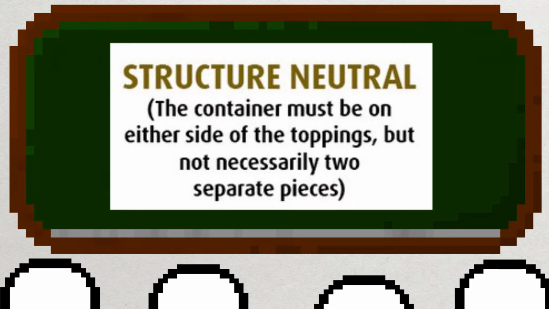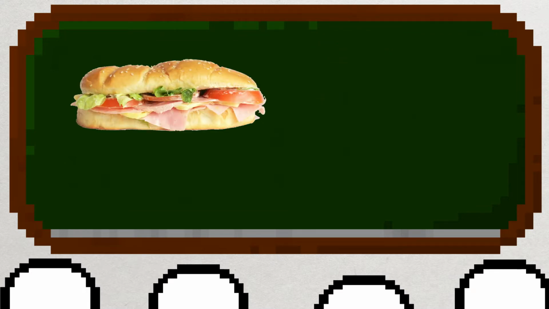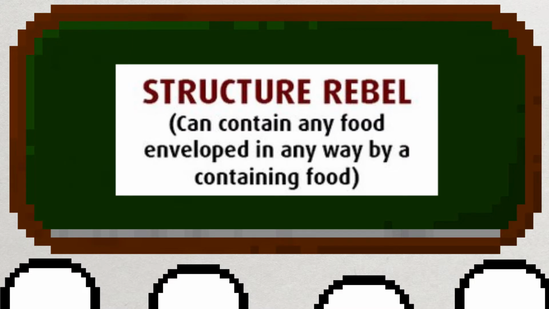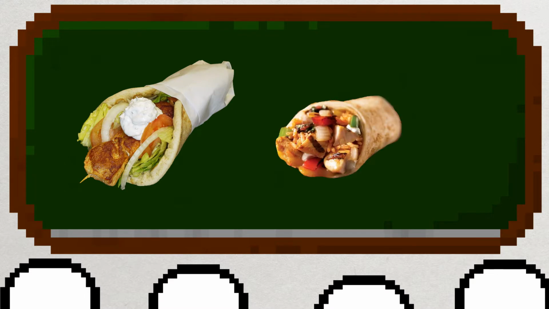The next would be structure neutral, who says the containers must be on either side of the toppings, but not necessarily in two separate pieces. This is where you'll see submarine sandwiches and cheesesteaks. The structure rebel believes that it can contain any food enveloped in any way by a containing food. This is things like wraps and burritos.